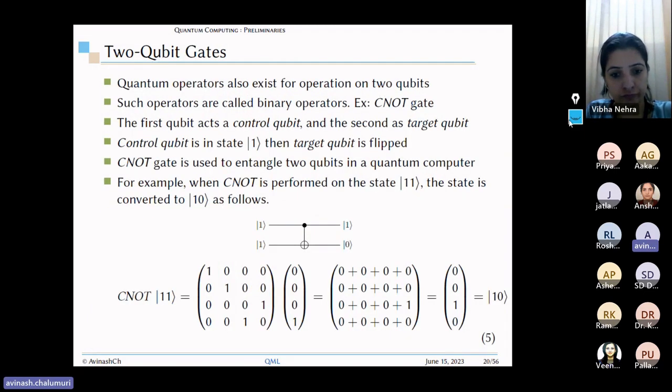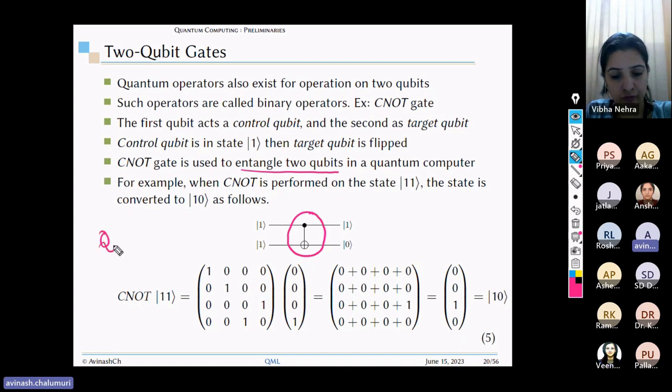Now, in order to entangle 2 qubits, you should perform again some unitary operation on those 2 qubits. As we discussed, entanglement refers to this: if you have qubits Q1 and Q2, you do some operation on these 2 qubits, and then these 2 qubits will be entangled. That operation is a CNOT operation. So there are also binary operators in order to modify our state.